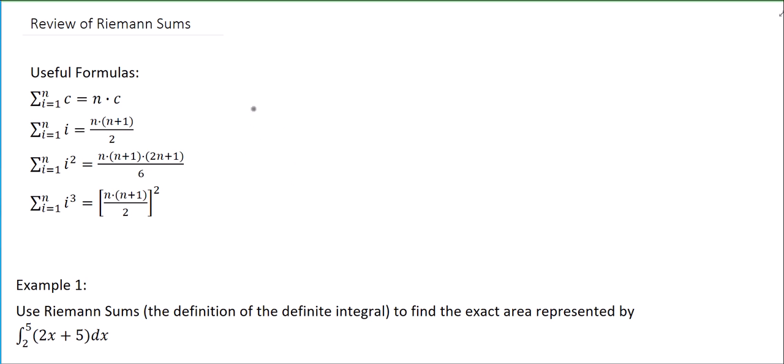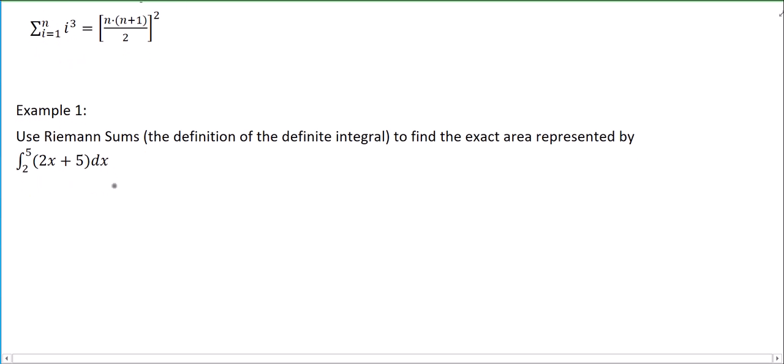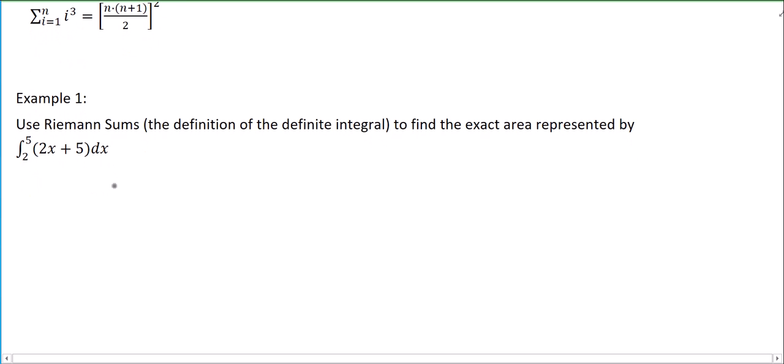Hey everyone, in this video we're just going to review a little bit about Riemann sums and using the definition of the definite integral. So I put some useful formulas here, the sums that you need to know their formulas in order to then evaluate the Riemann sum. So here's the first example: use Riemann sums, and what I mean by that is use the definition of the definite integral to find the exact area. So we're no longer doing approximation, we find the exact area represented by this integral.